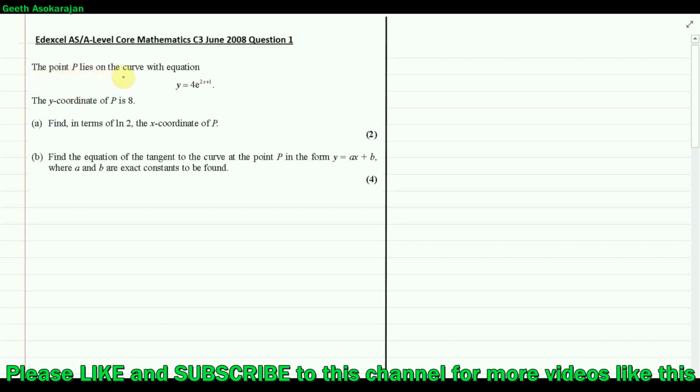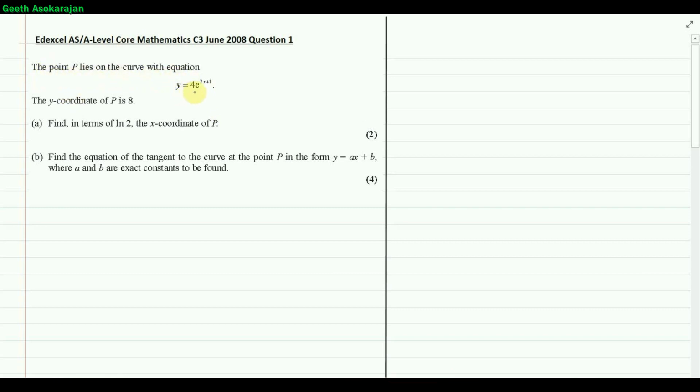The point P lies on the curve with the equation y equals 4e to the 2x plus 1, and the y coordinate of P is 8. In part A we need to find, in terms of ln2, the x coordinate of P. So let me try part A over here. First of all, let me copy down the equation of the curve: y is equal to 4e to the power 2x plus 1. And we know that the y coordinate of P is 8.